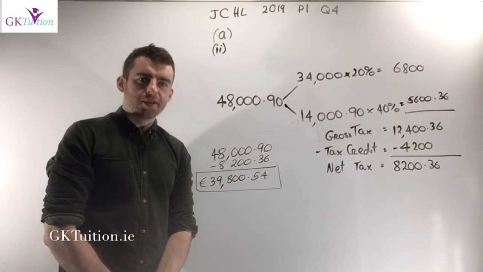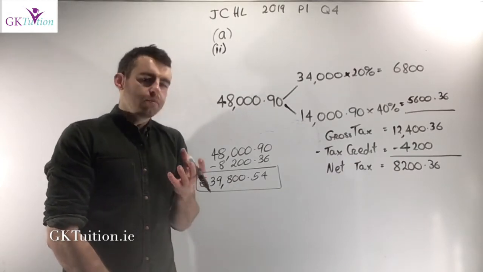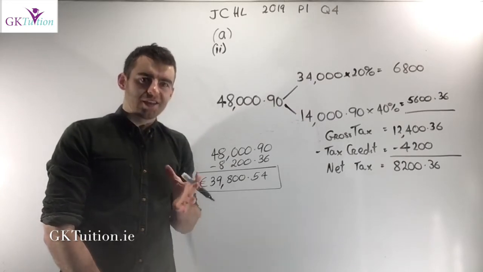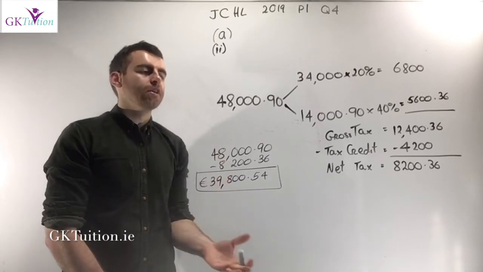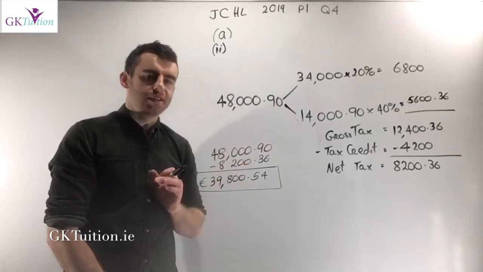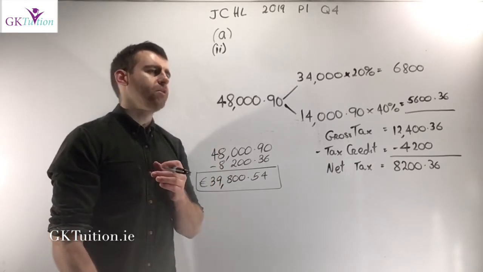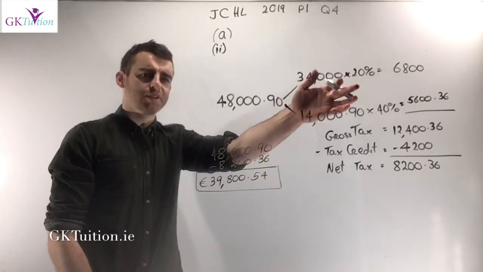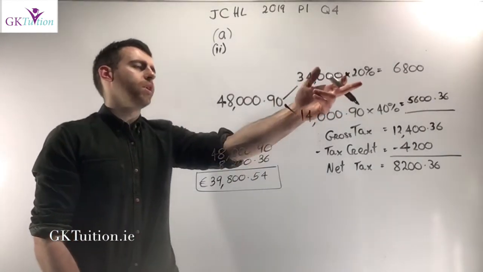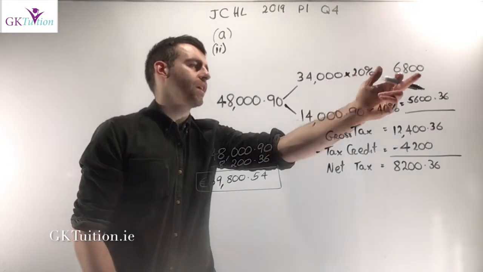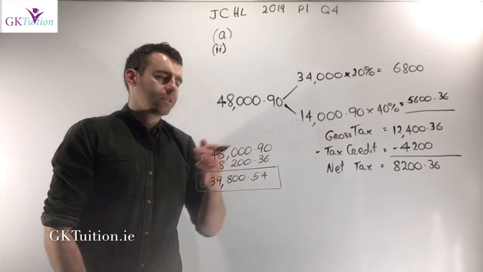Okay, so in part 2 of this question, we're trying to work out Katie's net income. In other words, remember, net is the amount of money you actually take home. So I know that after she's contributed to her pension, she's left with €48,090. And that's the amount of money that she has to pay tax on. In part 2, it tells me that she has to pay 20% tax on the first €34,000 that she earns. So 20% of €34,000 is 6,800. And then on whatever's left, she's going to be paying 40% tax on it.